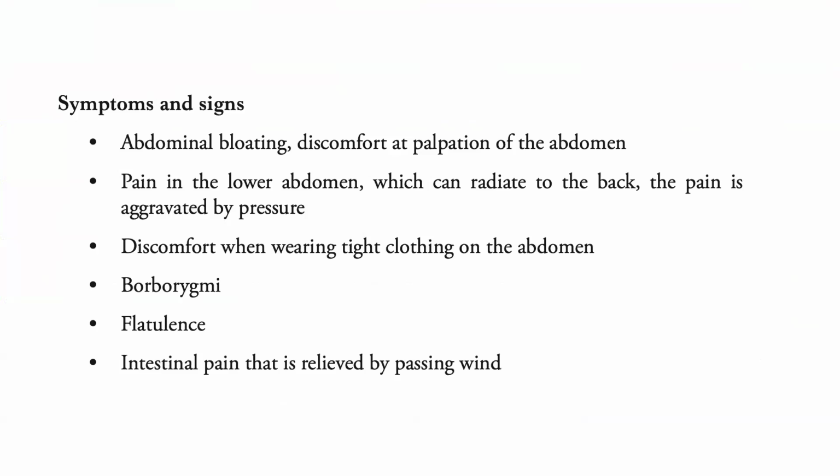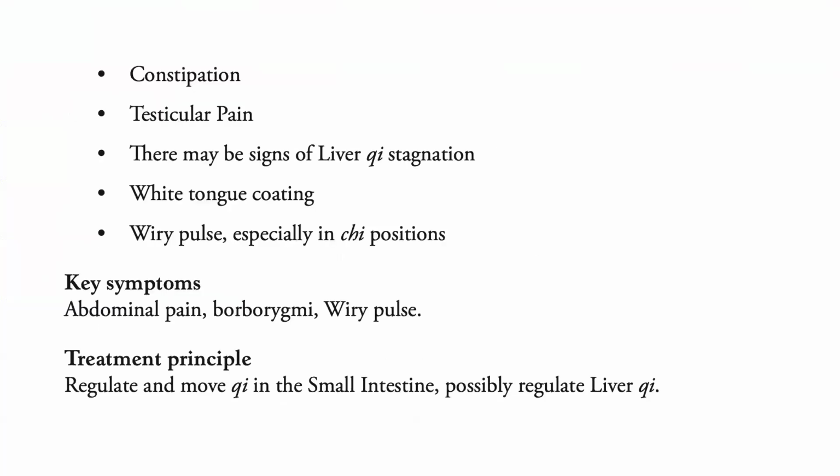Discomfort when wearing tight clothing on the abdomen. Borborygmi, flatulence, intestinal pain that is relieved by passing wind. Constipation, testicular pain. There may be signs of liver qi stagnation. White tongue coating, wiry pulse, especially in qi position. Key symptoms: abdominal pain, borborygmi, wiry pulse.